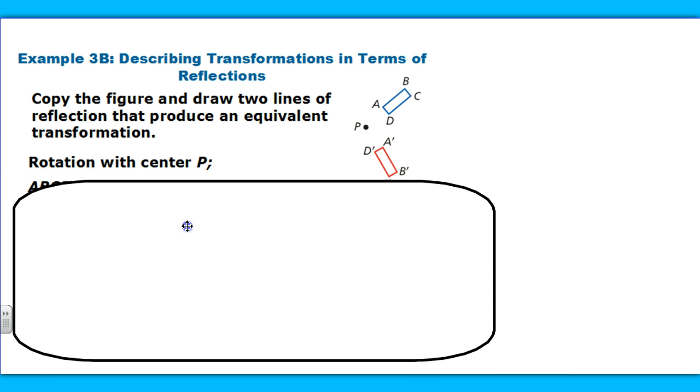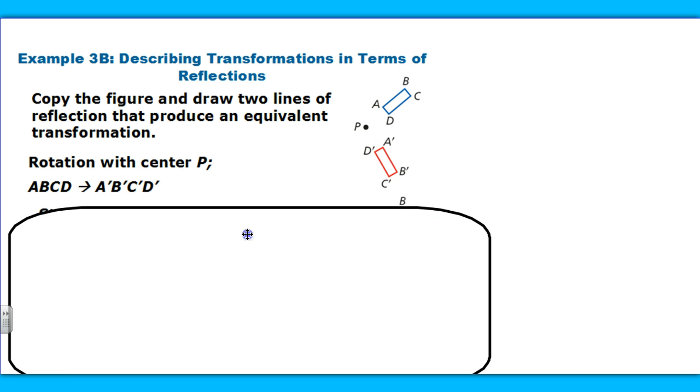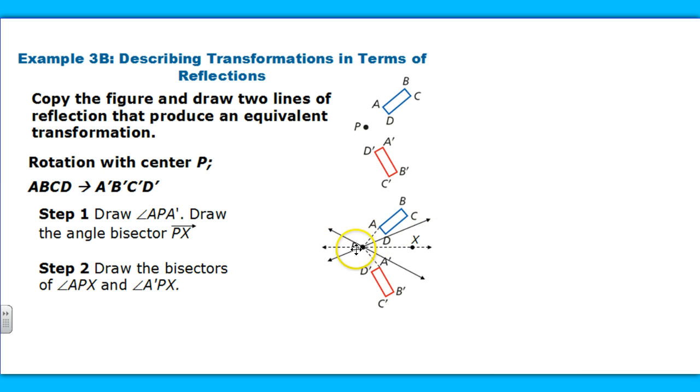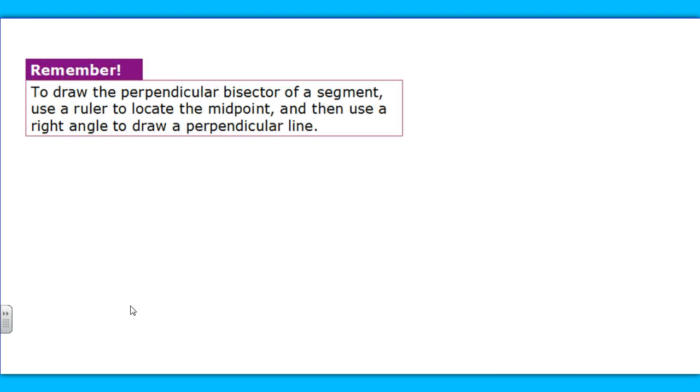Okay, so we would have in this case a rotation. So these would be looking something like this, right? We would have a reflection and then a second reflection, right? And we can draw the angle bisector PX and the bisectors APX and A prime PX. To draw the perpendicular bisector of a segment, we can use a ruler to locate the midpoint, and then we can use a right angle to draw a perpendicular line, right?